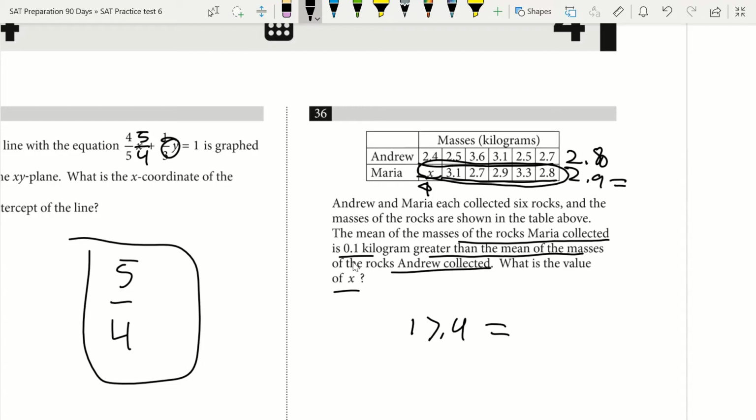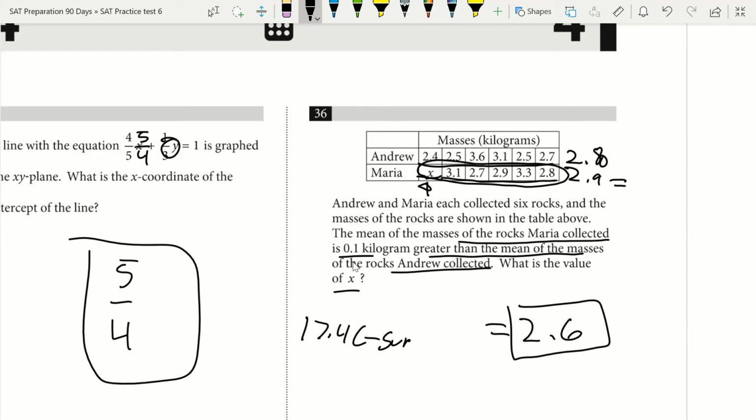Okay, so 2.6 is what I get when I do that. Keep in mind what I did there is 17.4. I took that 2.9, multiplied it by 6, since there were 6 of these terms. That gave me 17.4. At that point, I subtracted the sum of my 5 terms that I had. That gave me 2.6, so my answer there is going to be 2.6.